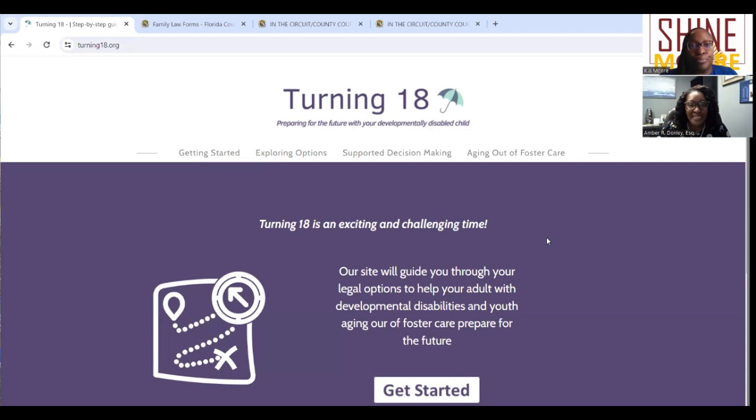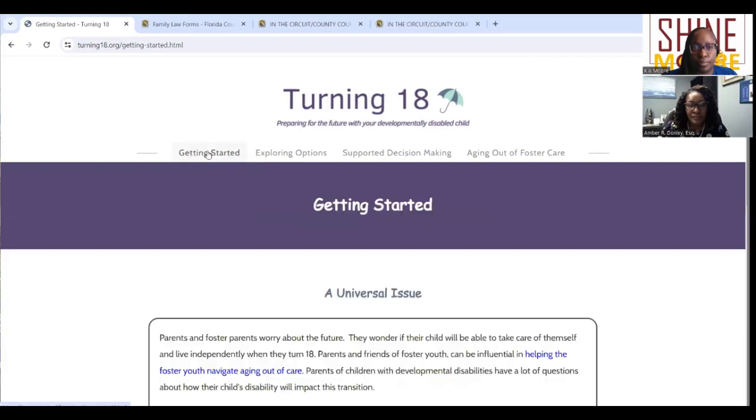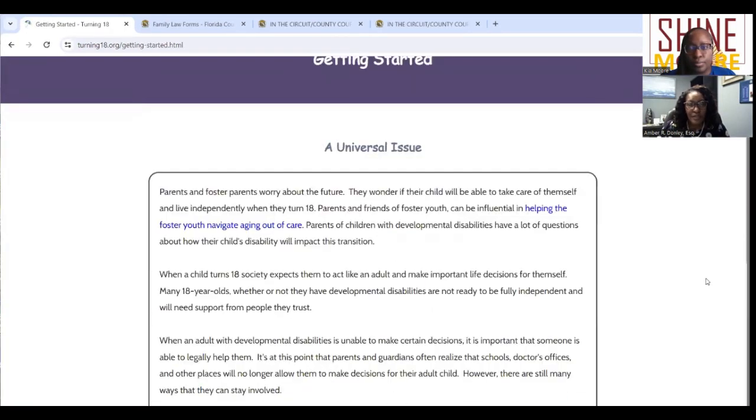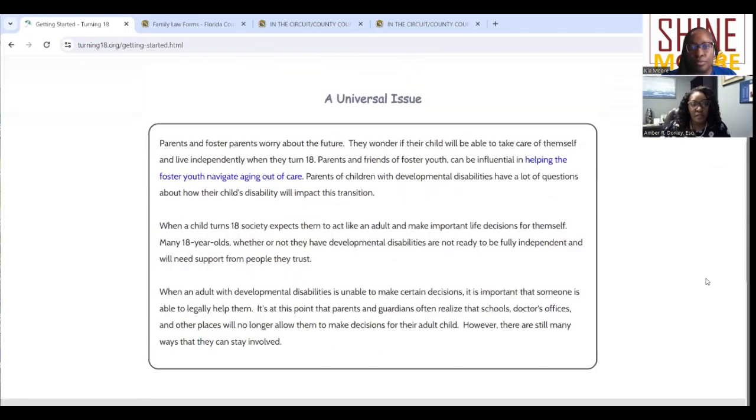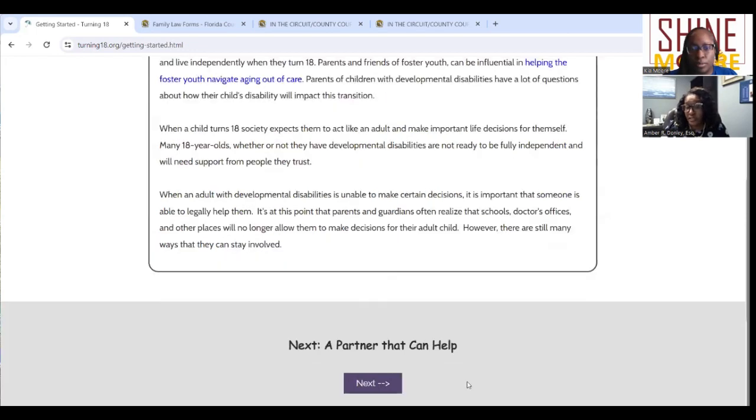So Key, if you click on Getting Started. Okay. So it gives you some background information about being a parent or a foster parent for someone with a developmental disability and what needs to happen when this person is turning 18. So just some basic information there. And I think this may be it for this page. And then you can click Next. Okay.